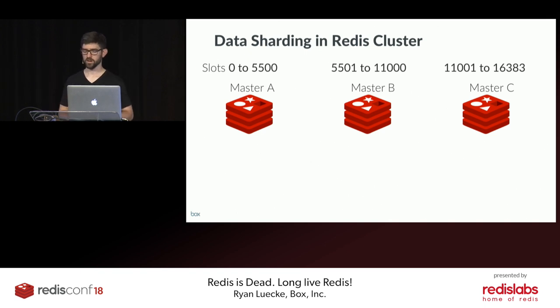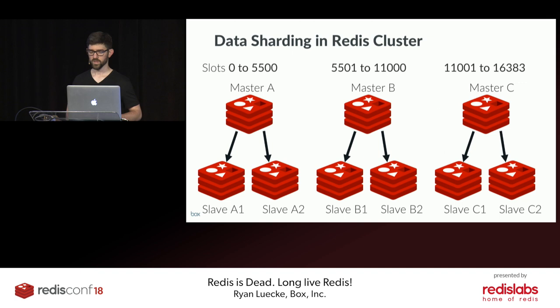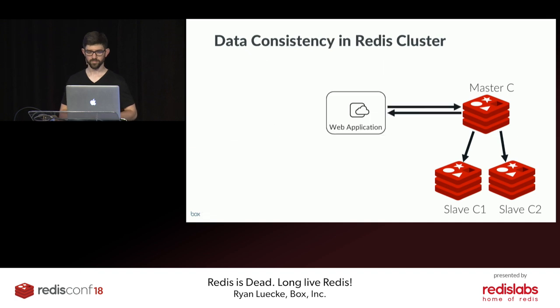From every master, there can be replicas configured. So in this case at Box, we have 2 replicas for every master node. And if a master ever goes down, a replica takes the place of the master and becomes the new master. And the nodes coordinate on whether or not a master has gone down.